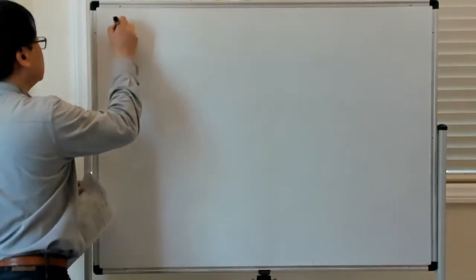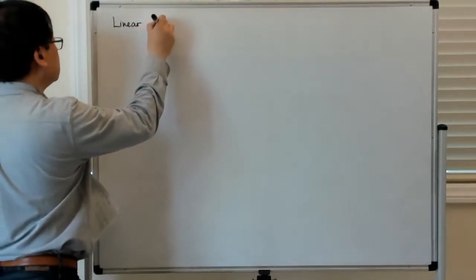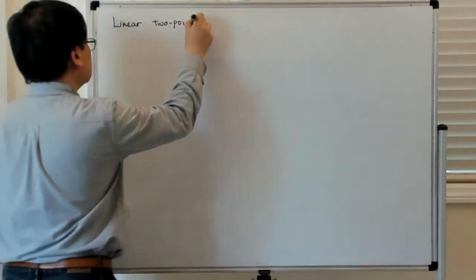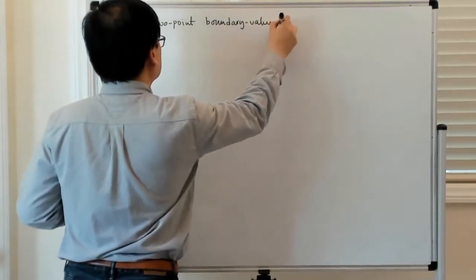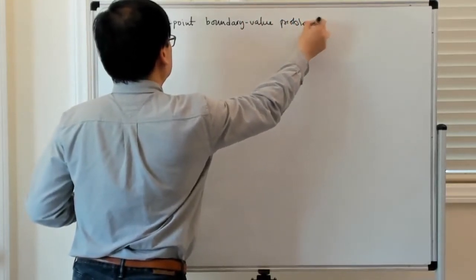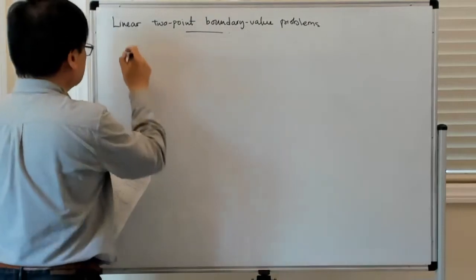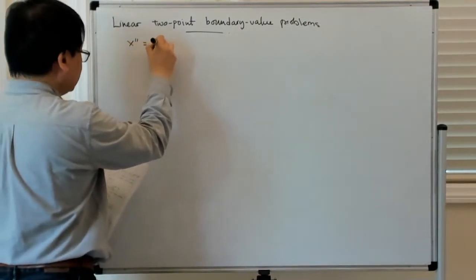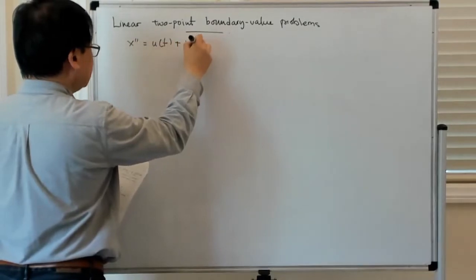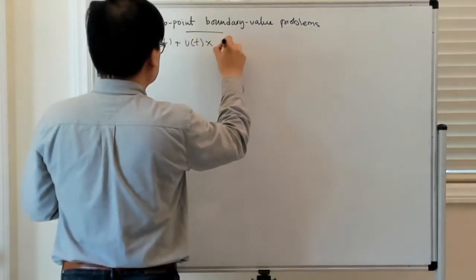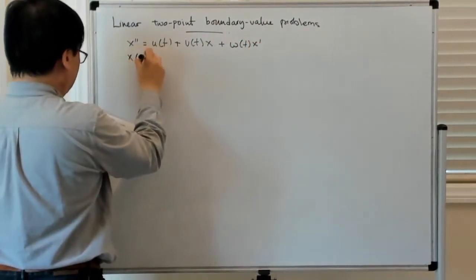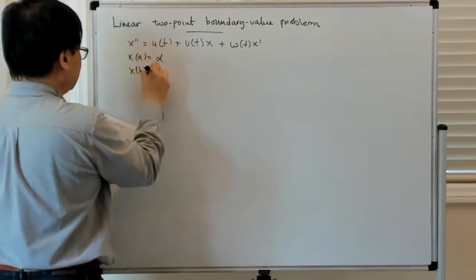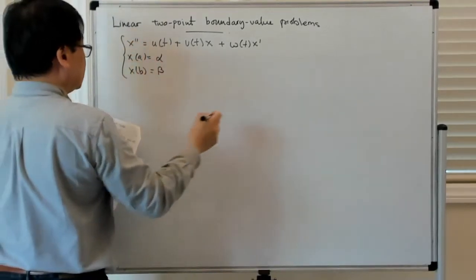Okay, so now let's look at the case of linear two-point boundary value problems. That looks like x double prime is equal to u of t plus v of t x plus w of t x prime, and then x of a is equal to alpha, and x of b is equal to beta. Okay, so this is a boundary value problem.